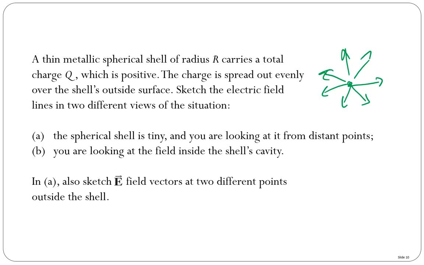Part B, you're looking at the field inside the shell's cavity. So you're inside the shell. What does it look like for the electric fields inside? Charge is all along the outside. All the excess charge is on the outside. What's the charge on the inside? 0. What's the electric field then? Also 0. So my inside picture, I just leave blank because there's nothing in there.